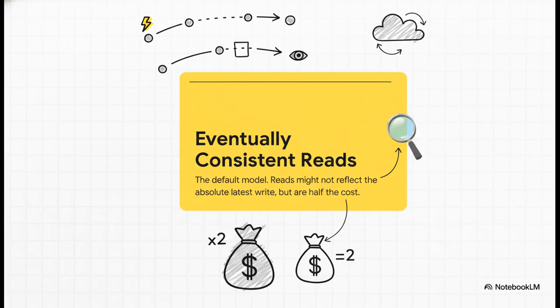You see, by default, DynamoDB kind of tries to save you money. It uses what's called eventually consistent reads. This just means that when you ask for data, you might not see a write that happened a fraction of a second ago. Now, the data is almost always there within a second, but it's not a hard guarantee. And the payoff for this tiny, tiny potential delay? It's half the price. Yeah, 50% off.